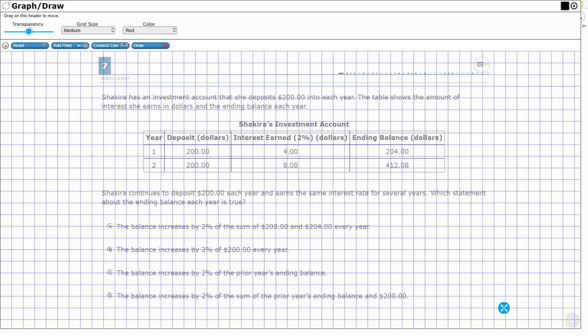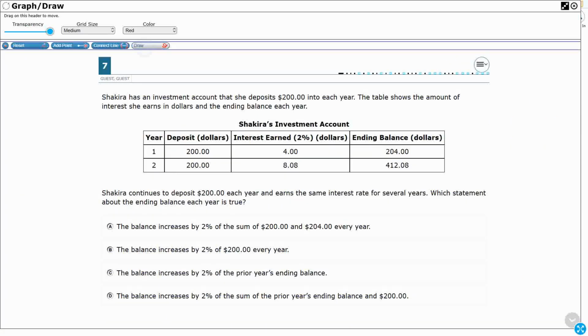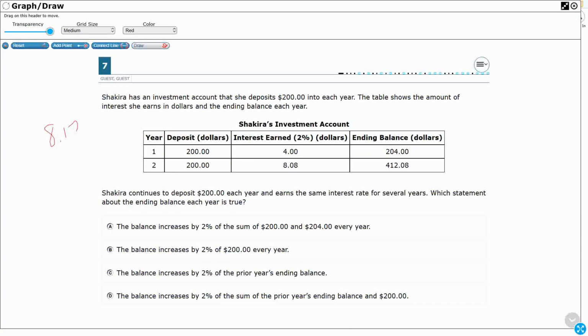This is 8.12C, personal financial literacy. We've got a table of values here talking about Shakira's investments. So Shakira is investing $200 each year, right? So we've got this plus 200, plus 200, and then what we have is the ending balance. So we've got 2% interest, so that 2% on $200 is going to get you $4. So you add the $4 into your 200, you get 204.